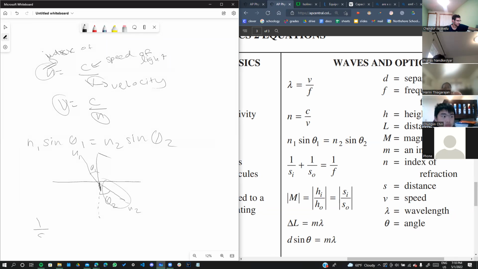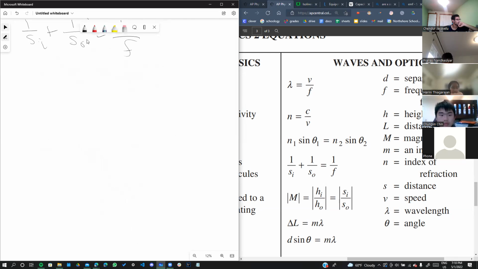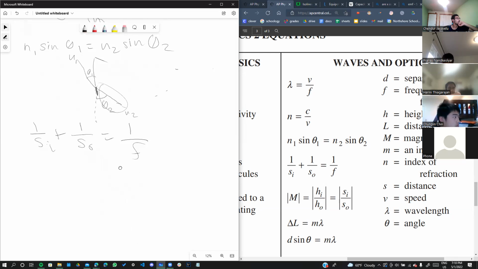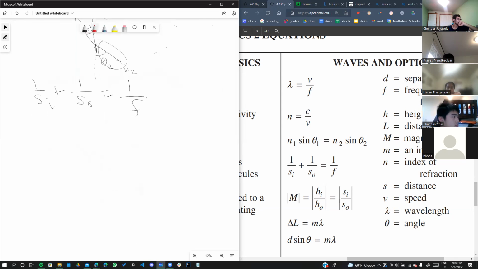Here we have, okay, I need a reminder on what this equation represents. That's the lenses. Then these are the ray diagrams, right? Oh, wait, we forgot to go over total internal reflection. I'm blanking. One of the angles is 90.